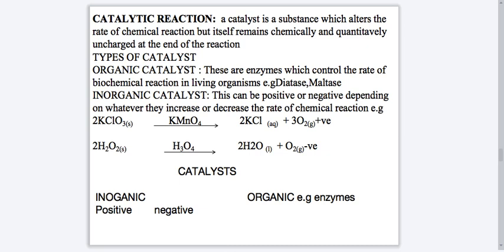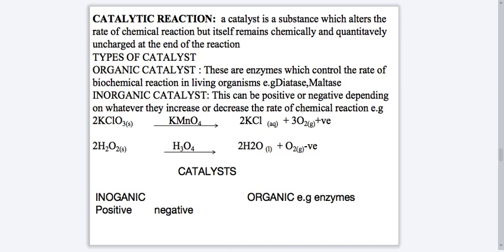A catalyst is a substance that is going to alter, and alter means it can speed up or slow down the rate of the reaction. But the catalyst will remain chemically unchanged. Nothing will change at the end of the reaction, both in quantity and in the chemical nature of that catalyst. The job of a catalyst is only to speed up the rate of reaction or to slow it down.